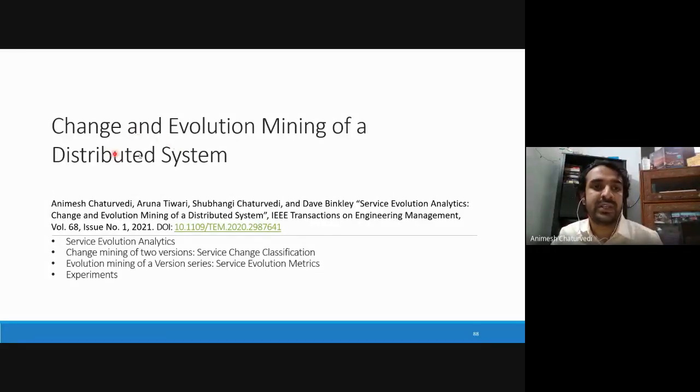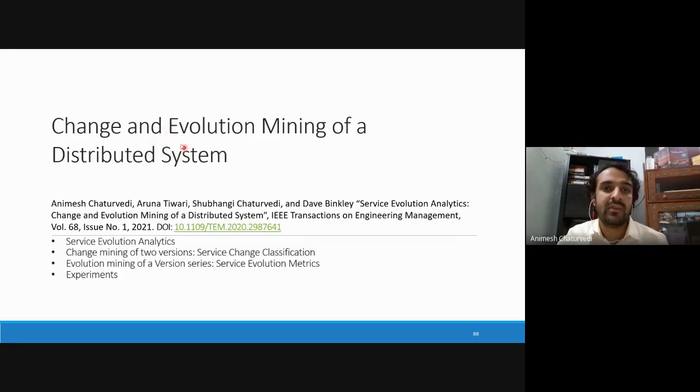Now we are going to see some cloud computing part, like the web service part, and how the distributed system could be helpful for doing change and evolution mining. So how can we do change mining and evolution mining over those distributed systems? This was a paper published at IEEE Transactions on Engineering Management.